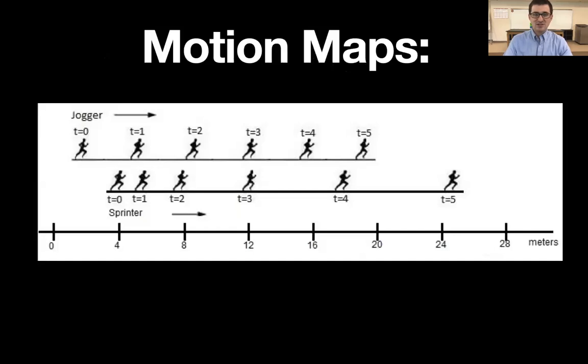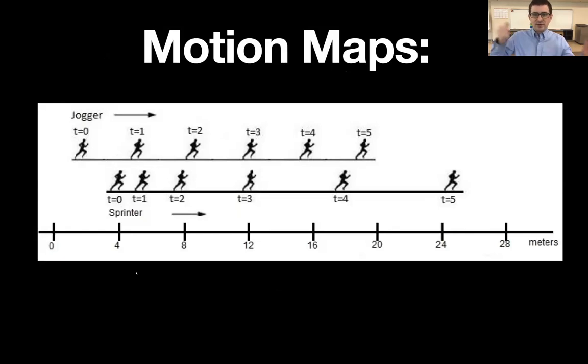So first, this isn't really a graph, it's called a motion map. It's a different way to represent motion that AP will throw in sometimes. So you need to be familiar with how to interpret what you're looking at, but it is pretty straightforward, pretty intuitive. So the biggest thing is, this is called a stroboscopic view.